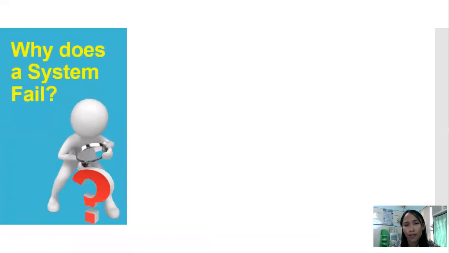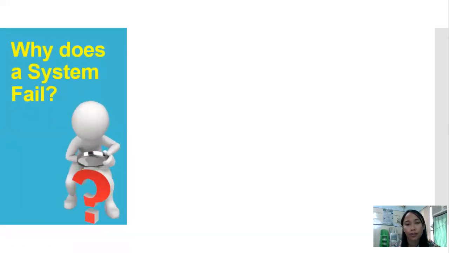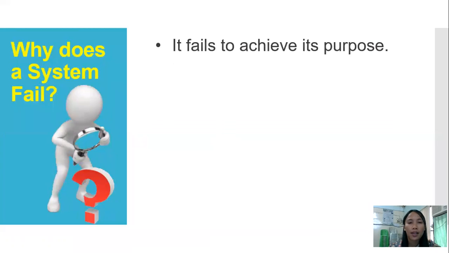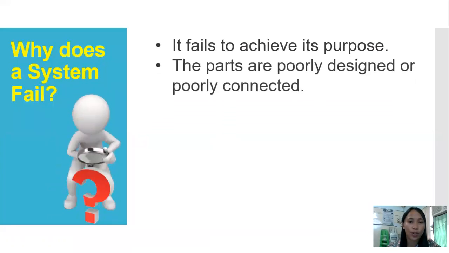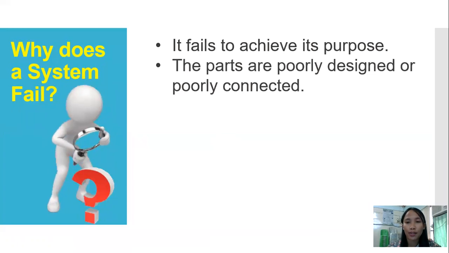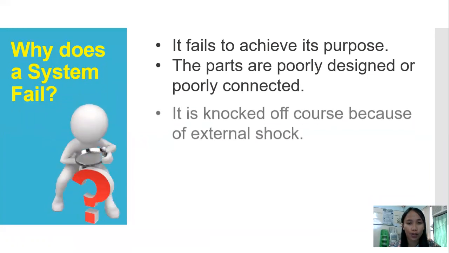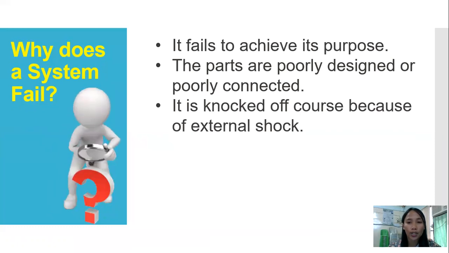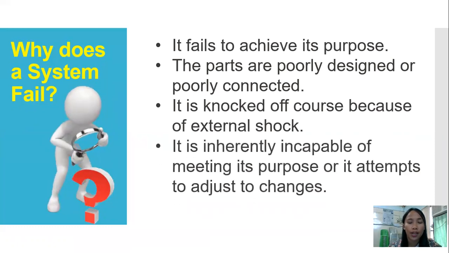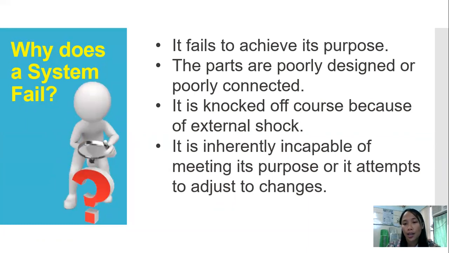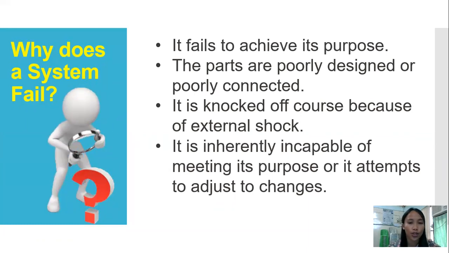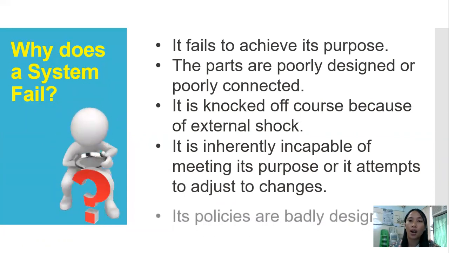Knowing the system, a system may fail because it fails to achieve its purpose. Maybe the parts are poorly designed, or poorly connected, or it is not, of course, because of external shock. It is inherently incapable of meeting its purpose, or it attempts to adjust to changes, or maybe the policies are badly designed.